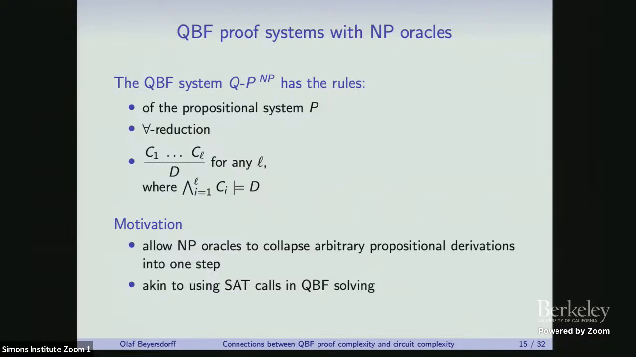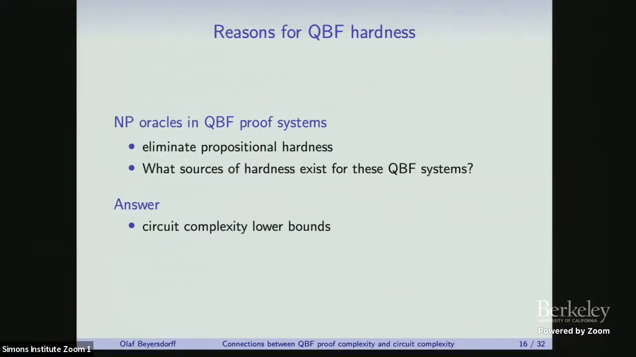And yeah, okay, I mentioned already that we collapse this propositional hardness because we can now do arbitrary propositional derivations in one step. And it's also similar to what's happening in solving in some settings, because there also you use subcalls a lot. Okay, so as mentioned, these systems eliminate propositional hardness. And now the question is, what will be hard in these systems? That's what we want to understand. And the answer is exactly circuit complexity hardness. Yeah. So what remains hard for these systems, once you filter away the propositional hardness, is exactly circuit lower bounds.